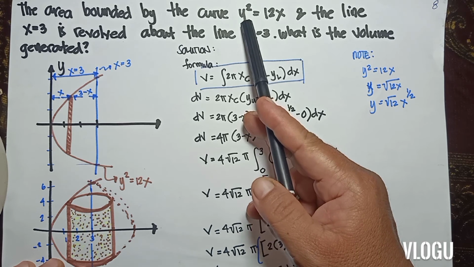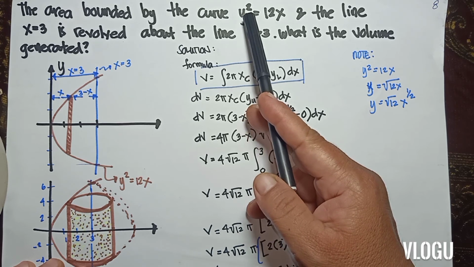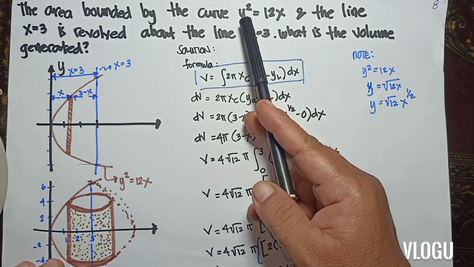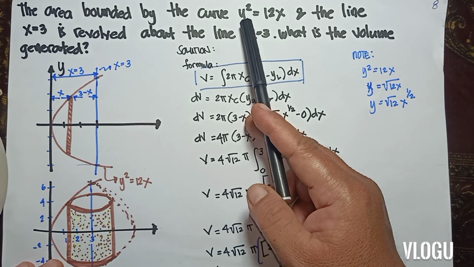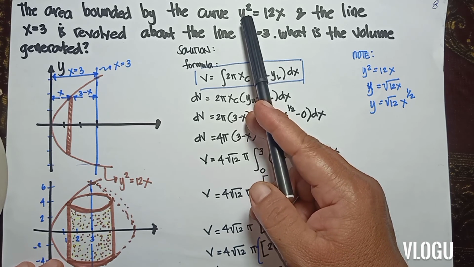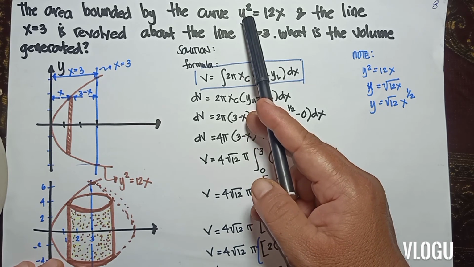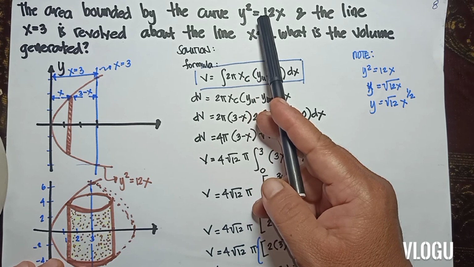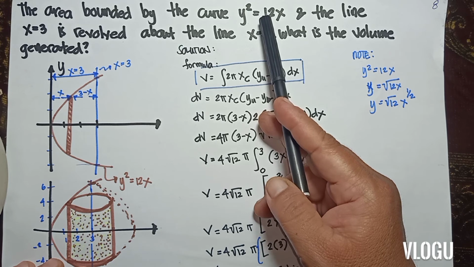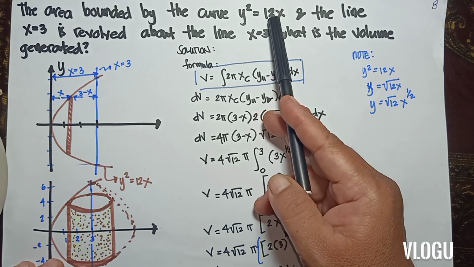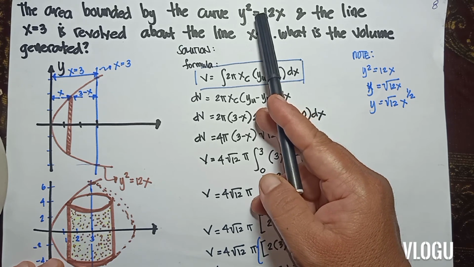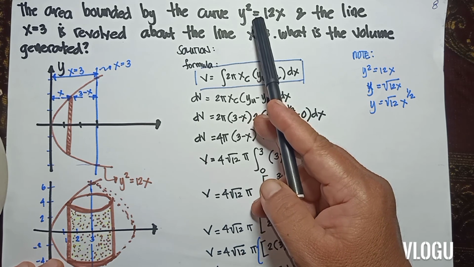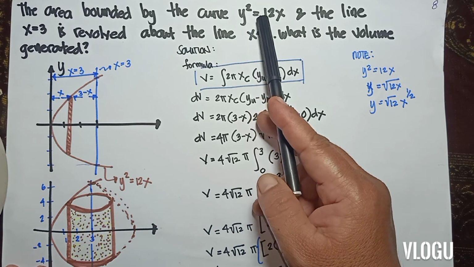The y-axis. Why the y-axis? Because your y has an exponent. Because your y here is squared, meaning your y is the one being curved. And it is facing the right side, because that is positive. But if you have a negative here, it is facing to the left. So, this is now a parabola.